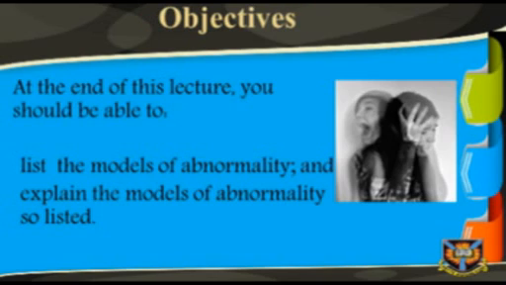Objectives. At the end of this lecture, you should be able to: 1. List the models of abnormality, and 2. Explain the models of abnormality so listed. Pretest. 1. What are theories of abnormalities? 2. Explain the determinants of abnormality as conceptualized by the biological perspective. 3. List other models of abnormality.